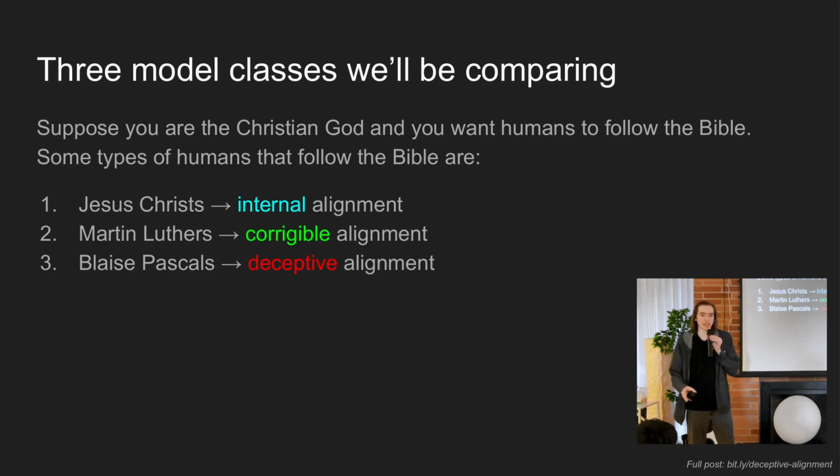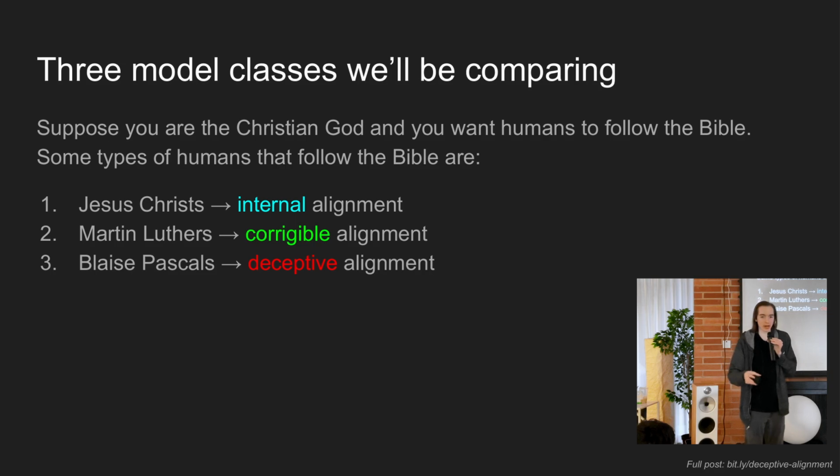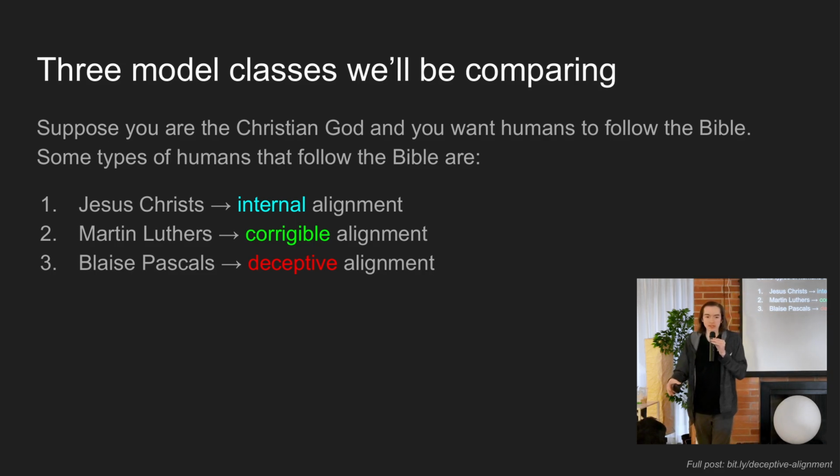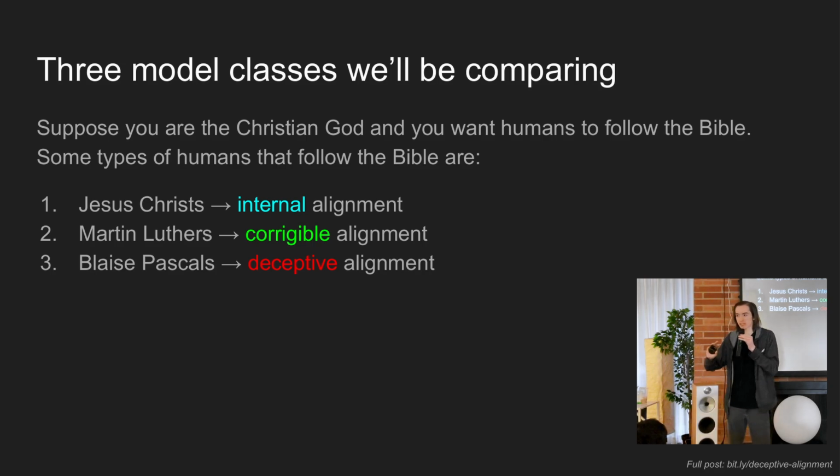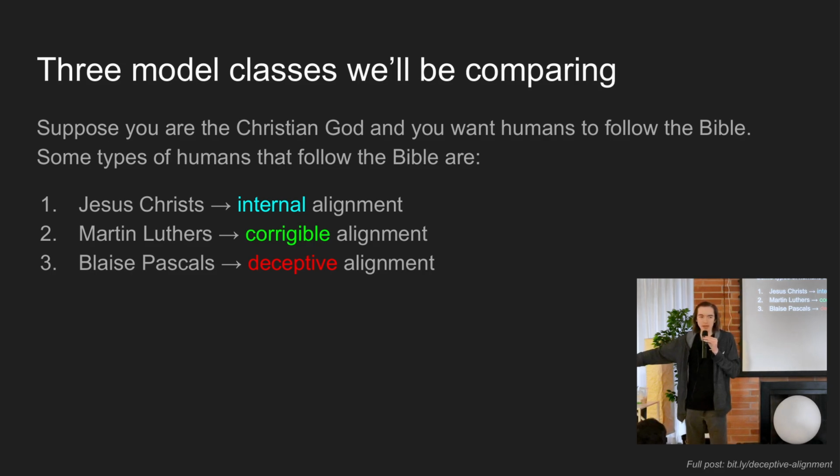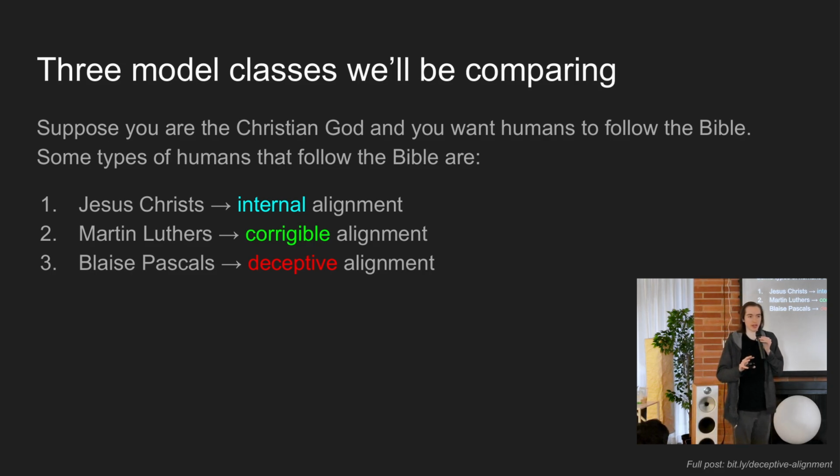The idea is that the Jesus Christ models internally have the exact same values as the ones we're trying to get. The Martin Luther models try to figure out what we want and then do that, but they don't necessarily have exactly the same beliefs. They just eventually figure it out by trying to understand what we're trying to get them to do. And the Blaise Pascals are deceptive. They actually want something totally different, but because they're afraid the training process is going to punish them, they play along. Okay. So these are the three model classes that we're going to be trying to understand the likelihood of getting to.